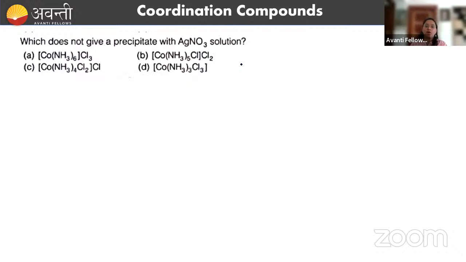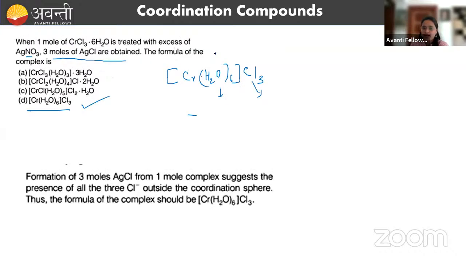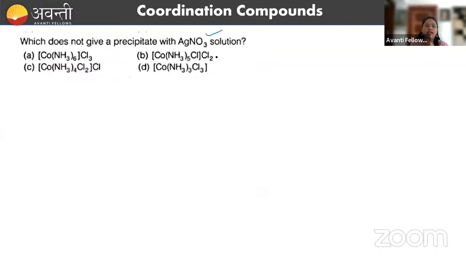Now, which does not give a precipitate with AgNO3 solution? You have to give me the answer of this. I told you this, you have understood this, right? So tell me the answer. Which does not give a precipitate with AgNO3 solution? A, B, C, D. Which will not give a precipitate with AgNO3 solution?